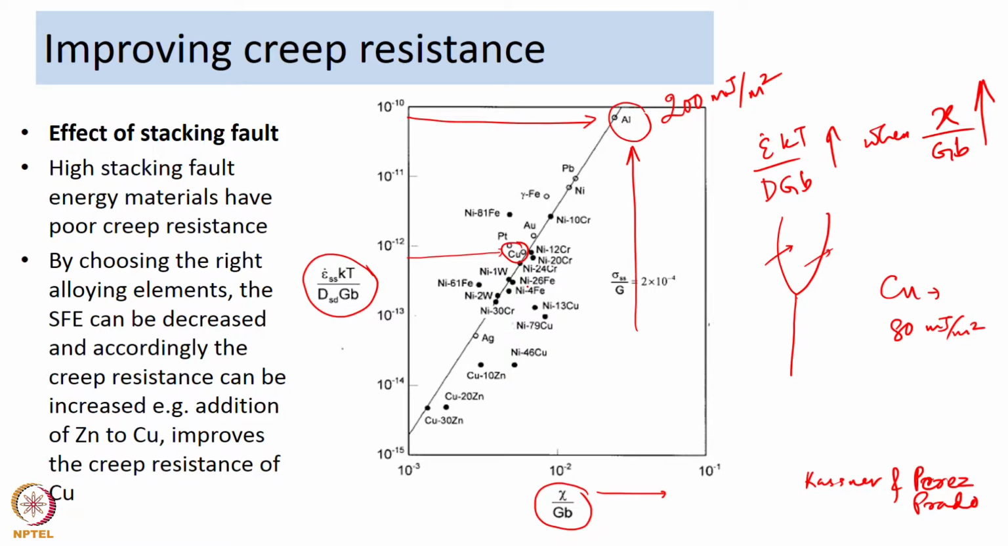Now, the role of stacking fault energy comes up even nicely when we compare copper to its alloys. If you look at copper versus copper 10 zinc or 20 zinc, the stacking fault energy is coming down further. As you increase the zinc content, the stacking fault energy keeps coming down, and as it comes down, you are seeing further improvement in creep resistance. So, the strain rate of deformation is continuing to come down.